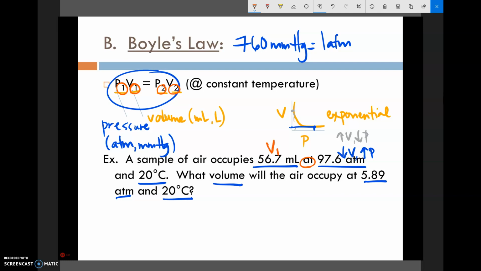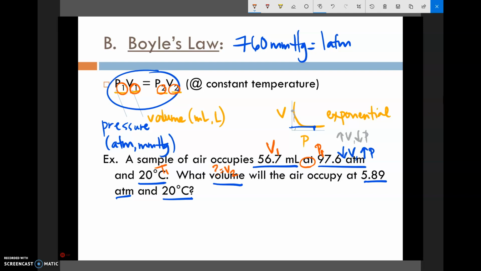So let's just call this V1, and that correlates with this P1 because it says at. And then it says 20 degrees. So that's going to be, again, T1. So that's our temperature 1. Then it says what volume. So we've already used a V1. So this must be a V2. And this is our unknown.